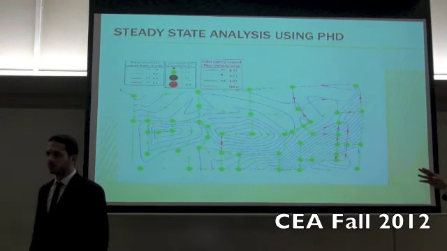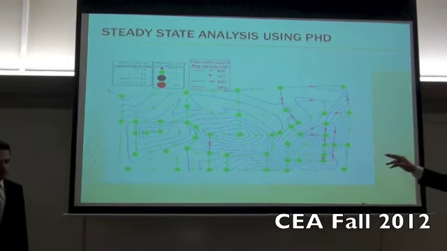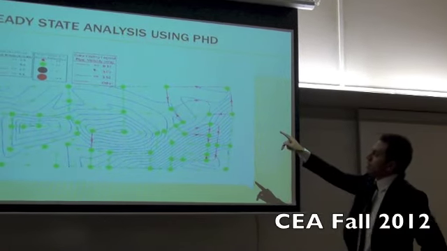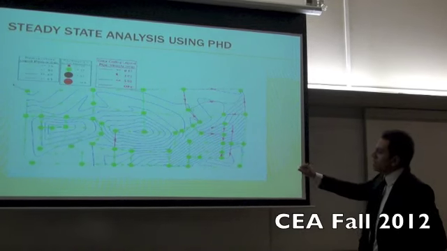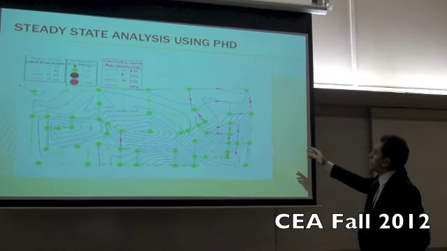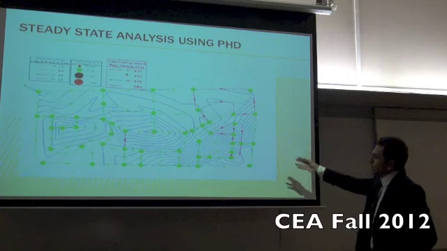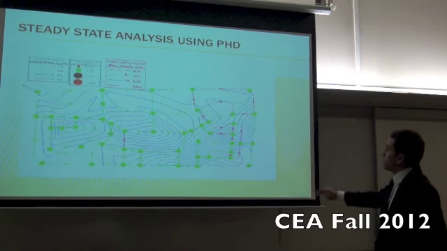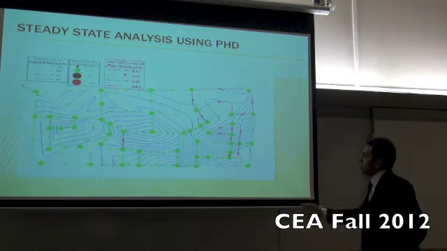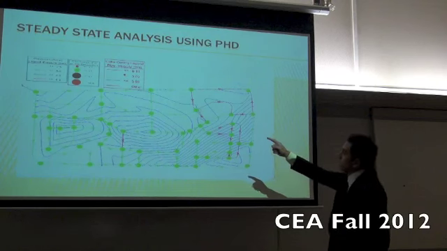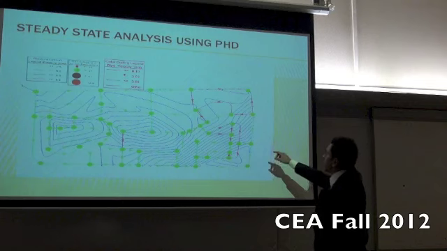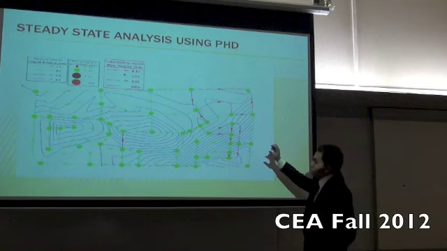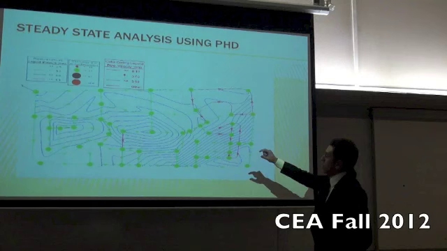Okay. We did the steady state analysis on this initial model. Here's the result for the steady state analysis. As you can see, there is a color code for the pressures, which shows that there is a range for the pressure according to every color.